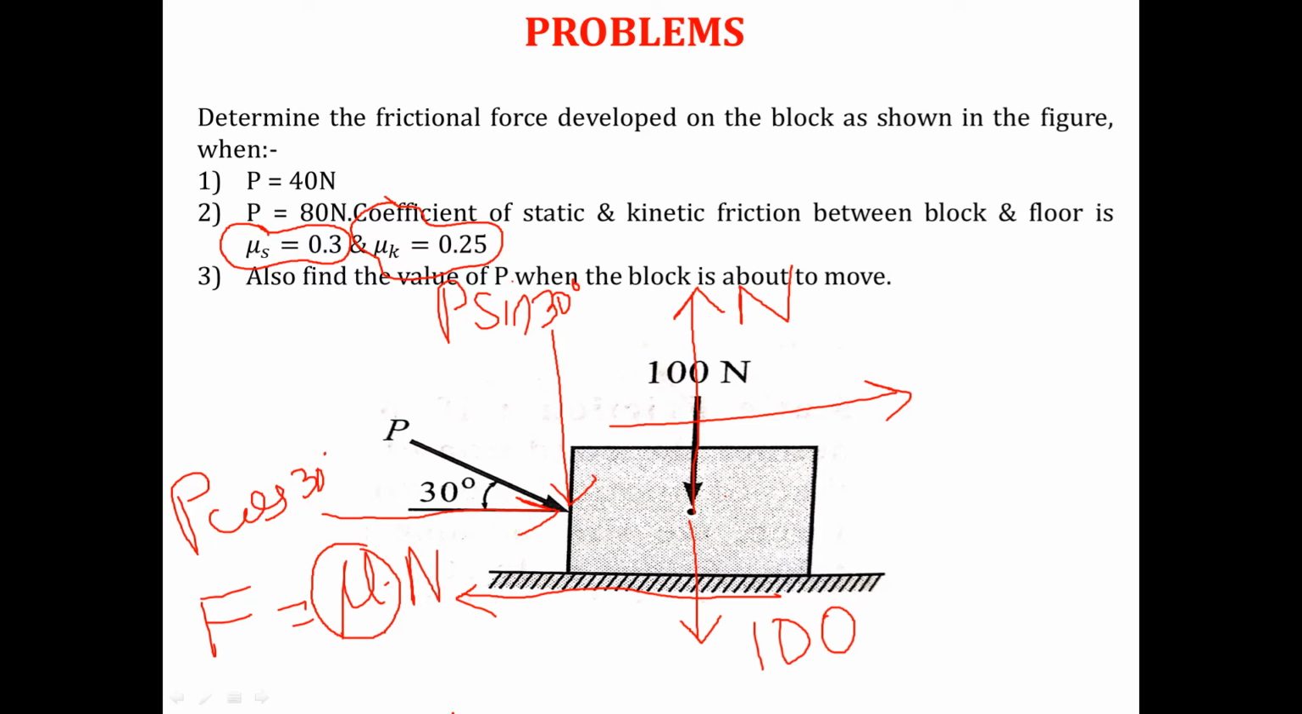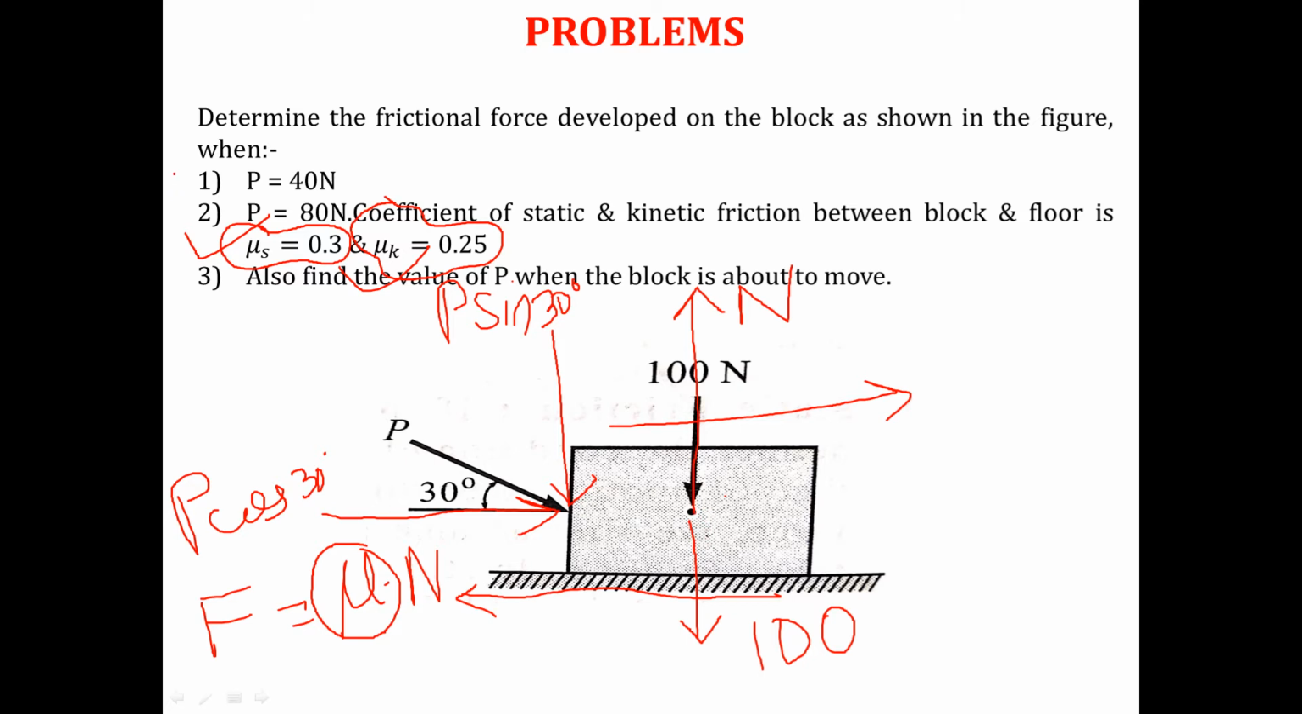So always remember, if in any problem mu s is given to you and mu k is given to you, blindly you cannot use any value; if you solve the problem that way, it will be wrong. If mu s and mu k are given, you have to see what is happening in the problem, whether the body is in dynamic equilibrium, static equilibrium, or limiting equilibrium. Accordingly the value of mu will change, and accordingly your answer of frictional force will change. We have drawn the free body diagram.